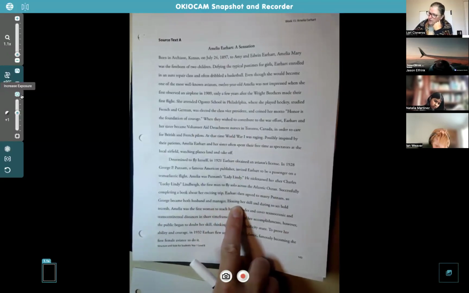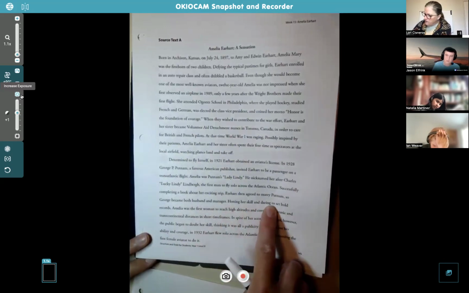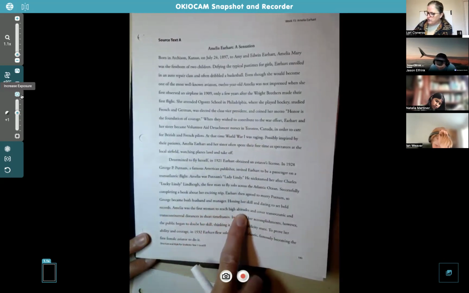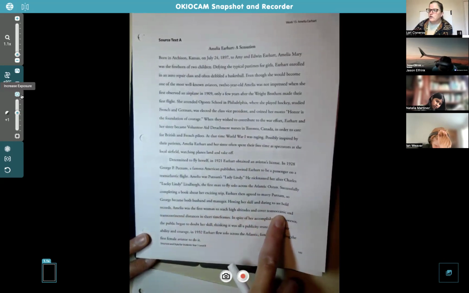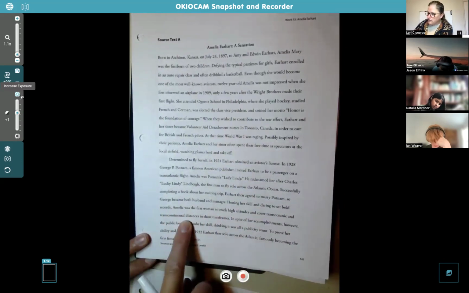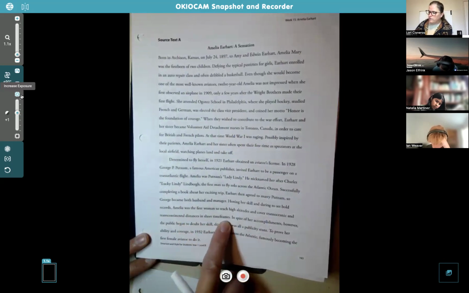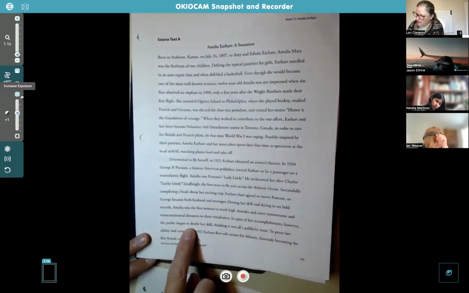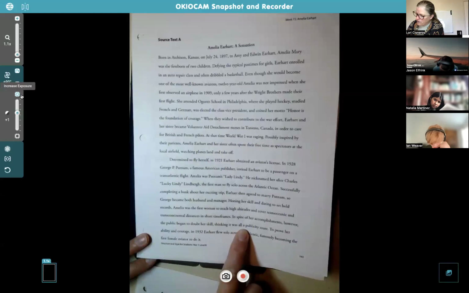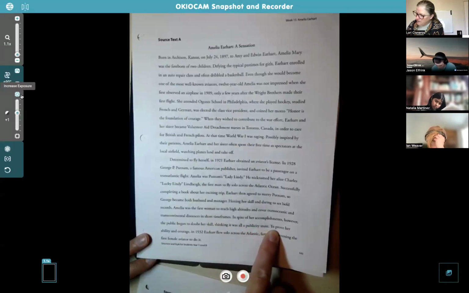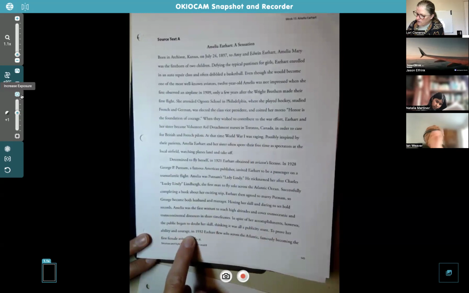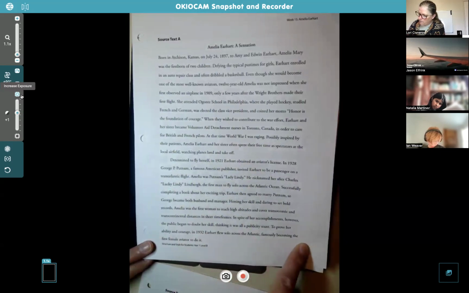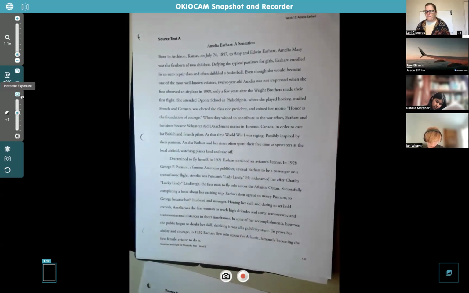Honing her skill and daring to set bold records, Amelia was the first woman to reach high altitudes and cover transoceanic and transcontinental distances in short time frames. In spite of her accomplishments, however, the public began to doubt her skill, thinking it was all a publicity stunt. To prove her ability and courage, in 1932, Earhart flew across the Atlantic, famously becoming the first female aviator to do it.